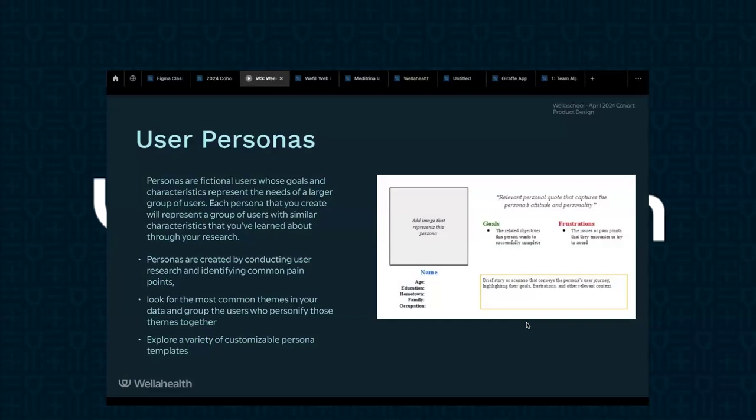Now, user personas are basically, I think I've just talked about it, fictional characters whose goals and characteristics represent the needs of a larger group of users, right? So now that you've interviewed 6 different users, you're not going to represent 6 different people. No, there are problems that they share together, concerns that they share together, behaviors that they share together. And you are going to aggregate all of those problems and behaviors, and use them to craft a fictional character who represents most of your users, right? That is a user persona.